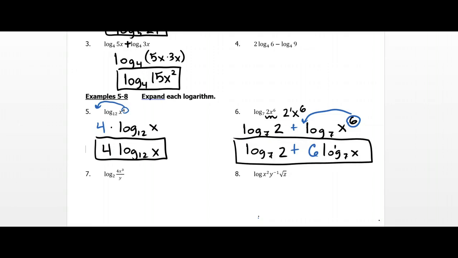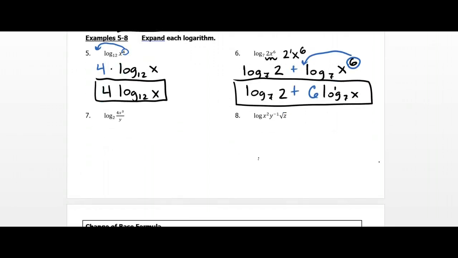Number 7, we have log base 2 of 4x cubed divided by y. So I have a quotient on this one. First thing I can do is split up that quotient using my quotient property. So that would become log base 2 of 4x cubed minus log base 2 of y.